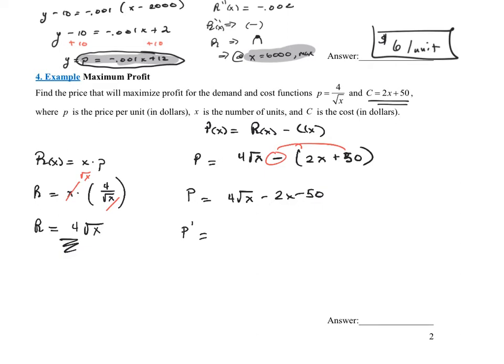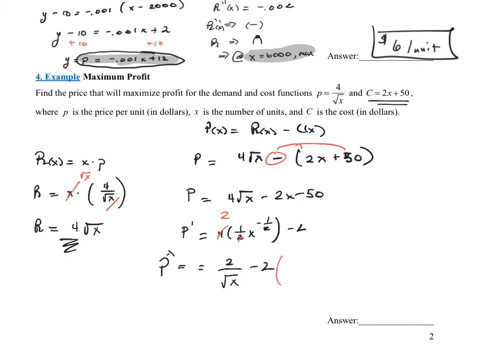The derivative of 4 square root of x, that's 4x to the 1/2, would be 4 times 1/2 x to the negative 1/2. The derivative of negative 2x is negative 2, and the derivative of negative 50 is 0. Cleaning this up, we have the 4 divided by 2. This would be a 2. I'm going to throw the x to the negative 1/2 in the denominator. So I'm ending up with 2 over the square root of x minus 2.